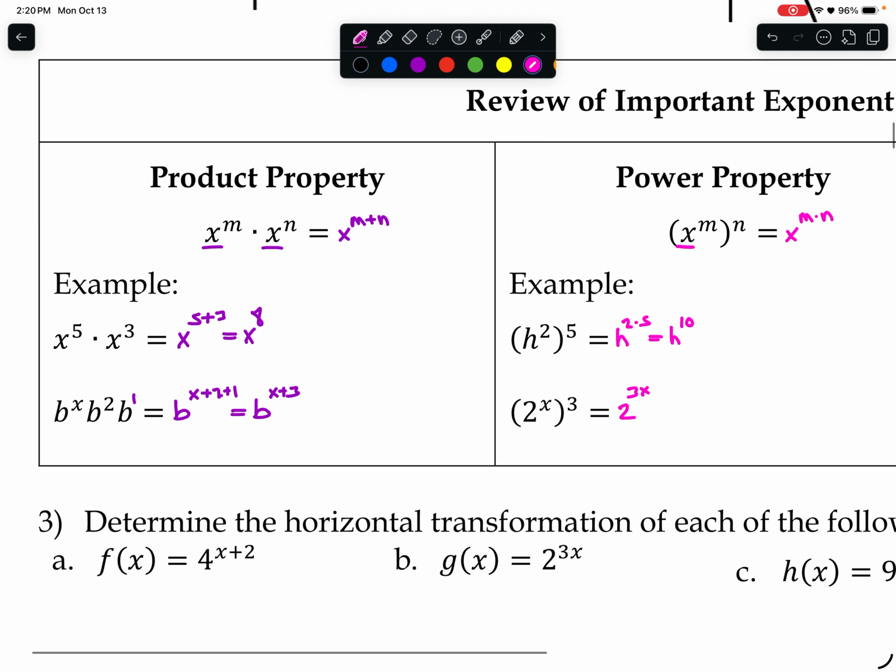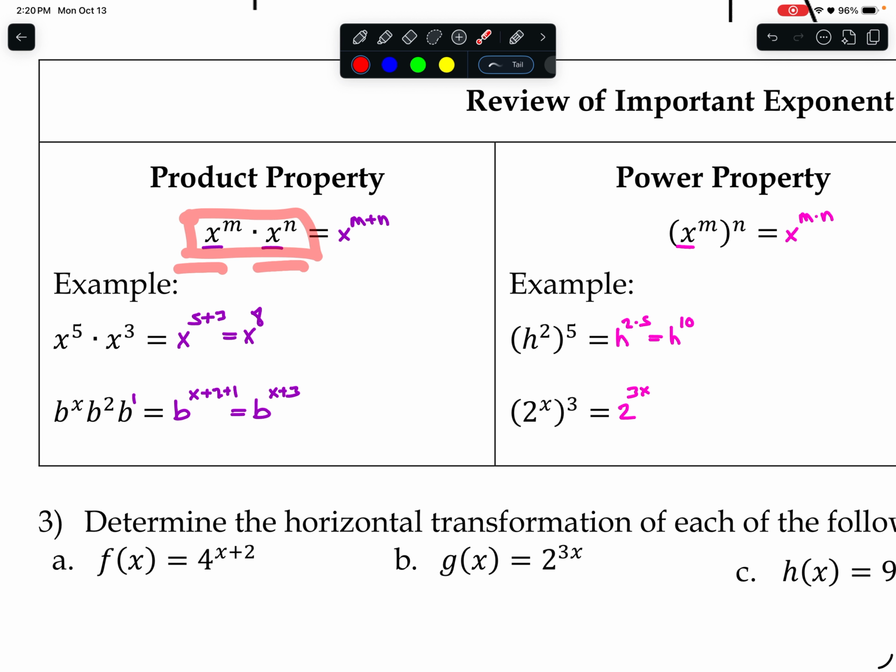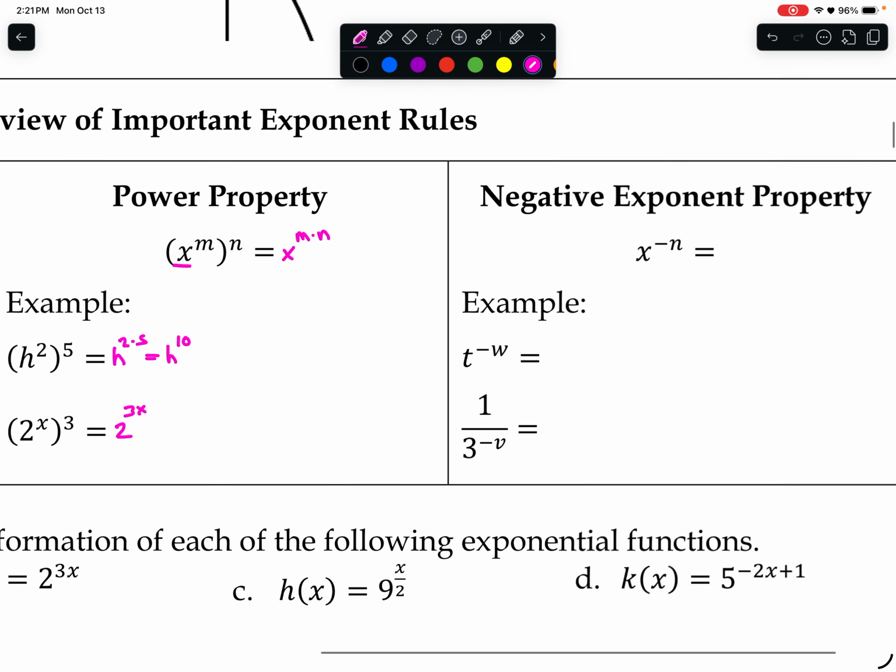Now notice when I look at both of these properties, in the product property, the base is written more than once. But over in the power property, the base is only written one time. So I look to see how many times the base is written. That's kind of my indicator as to which property I'm doing. Because when you look at it on paper, when you're doing problems, these properties are going to look very similar.